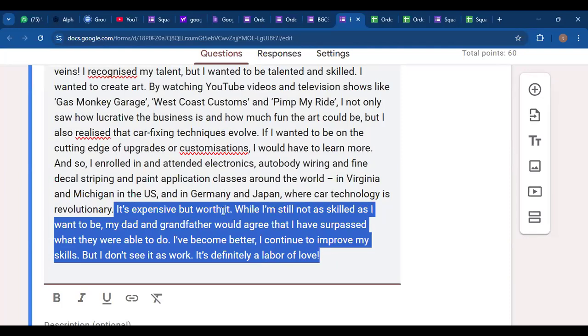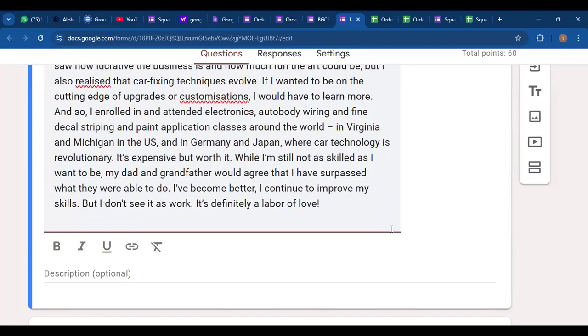While I'm still not as skilled as I want to be, my dad and grandfather would agree that I've surpassed what they were able to do. I've become better. I continue to improve my skills, but I don't see it as work. It's definitely a labor of love.